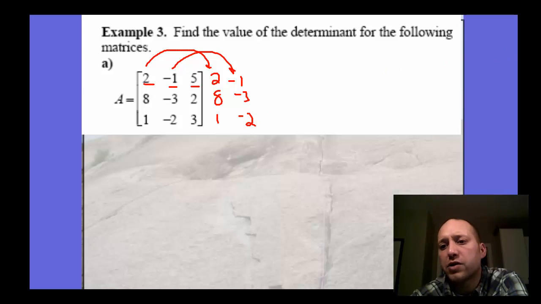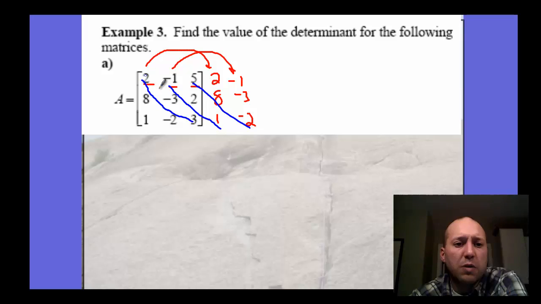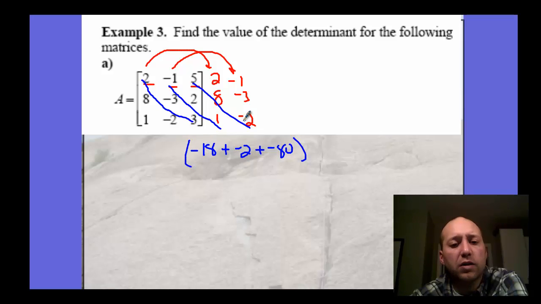So now when we look at our downward diagonals, downward diagonal here, here, and here, we can see all the numbers. We multiply them, so that's -6 times 3, so -18. We're going to add each of these downward diagonals. So that's going to be plus -2, plus 40, -80. So that's just the downward diagonals.